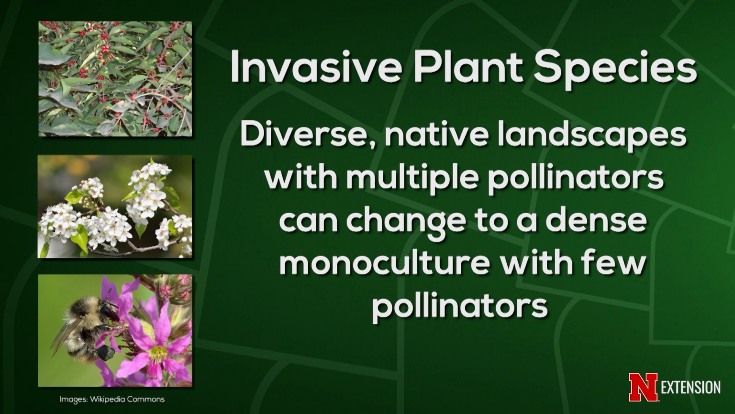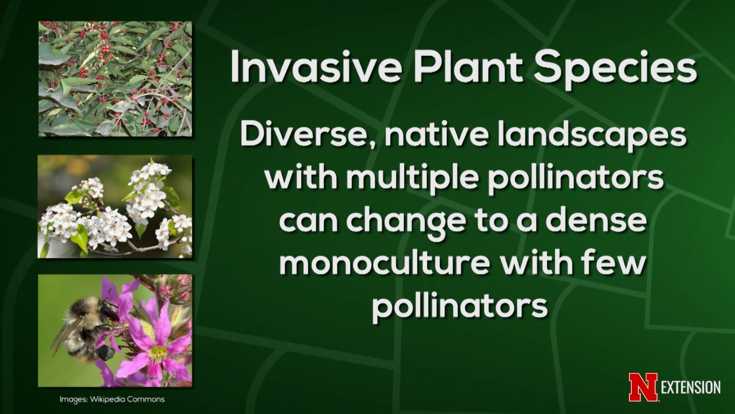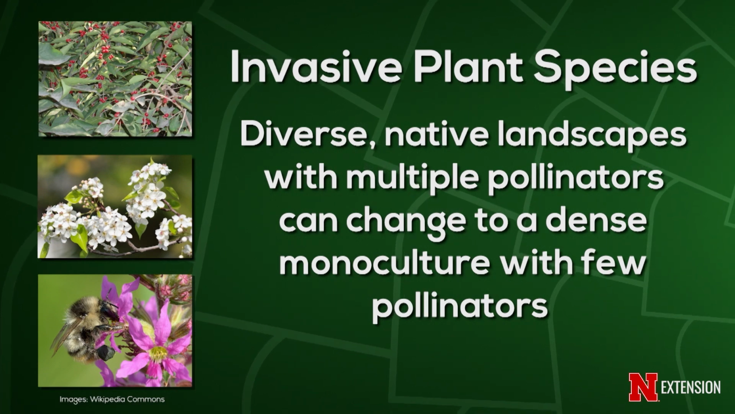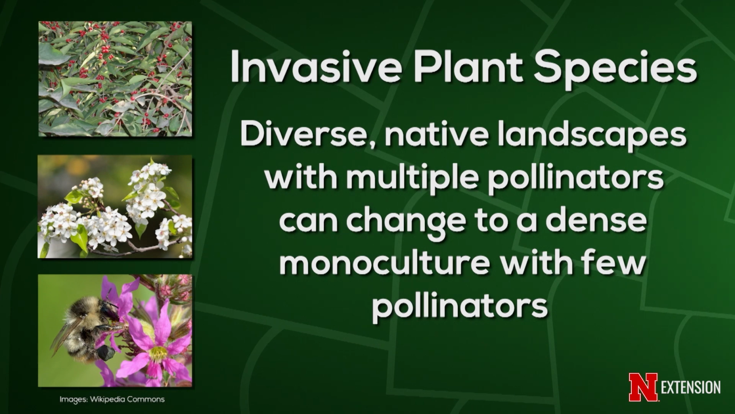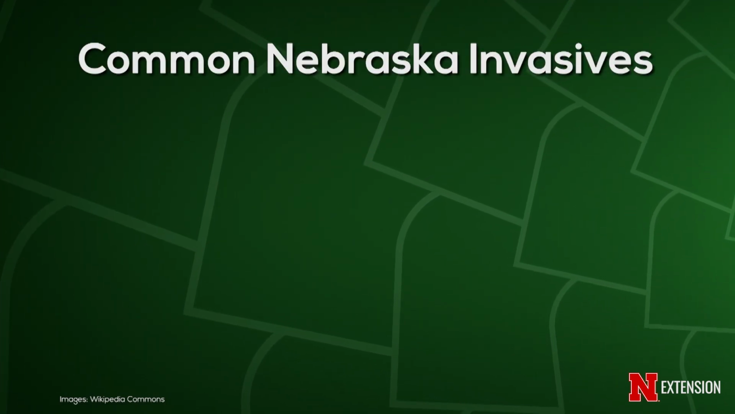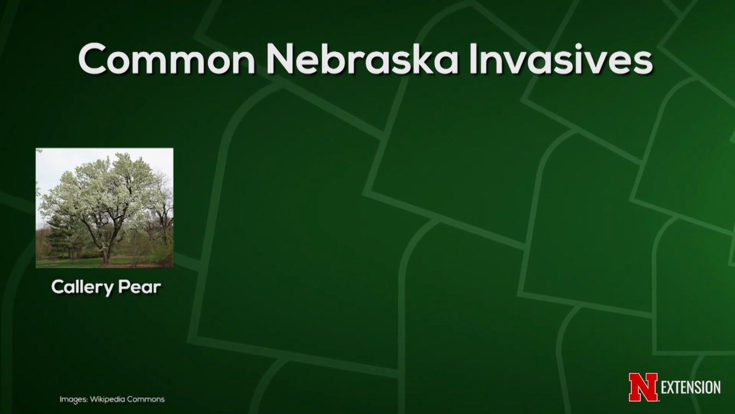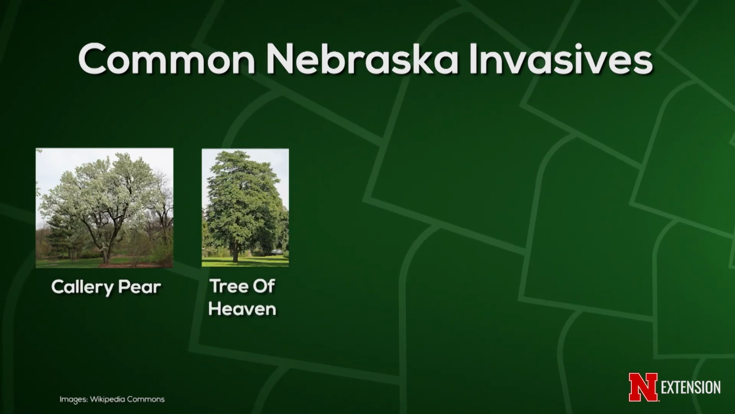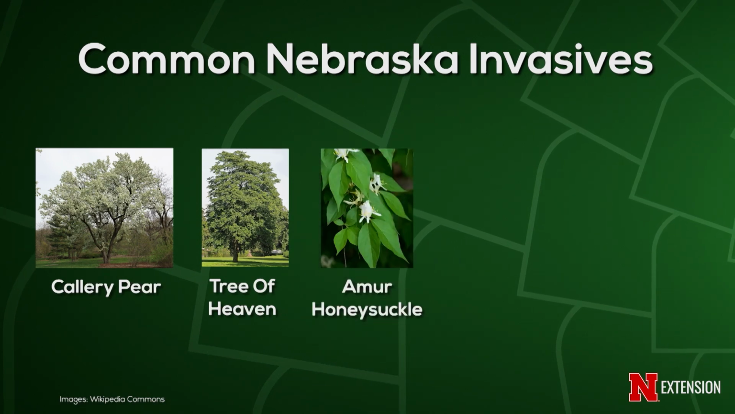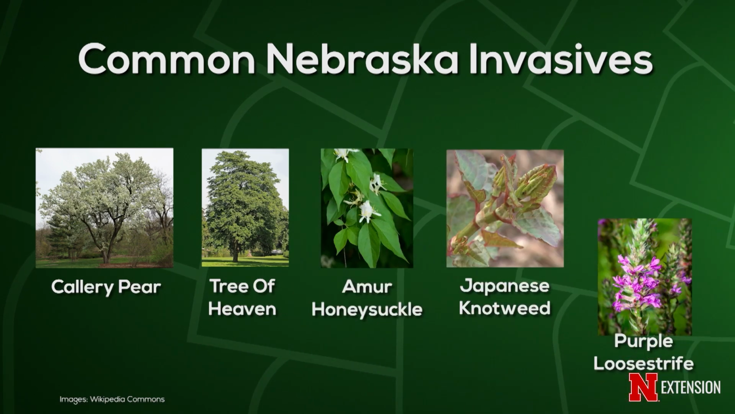So we'll often see the landscape change from a diverse native landscape with a lot of pollinators and different plants to a dense monoculture of the invasive species with little to no pollinators. Some major invasive species that we see in Nebraska are ornamental pear trees, which are Callery Bradford pears, tree of heaven, Amur honeysuckle, Japanese knotweed, and purple loosestrife.